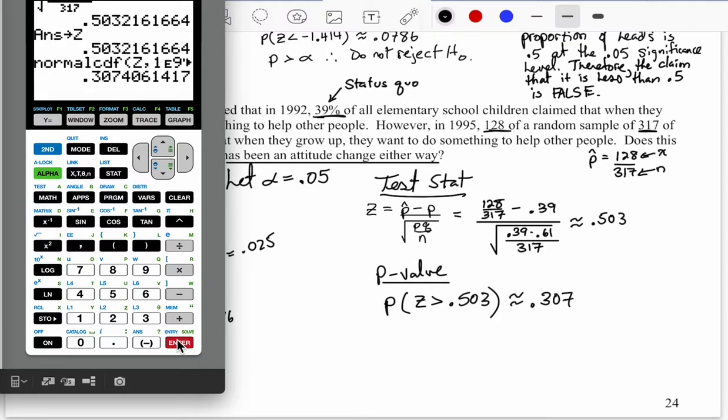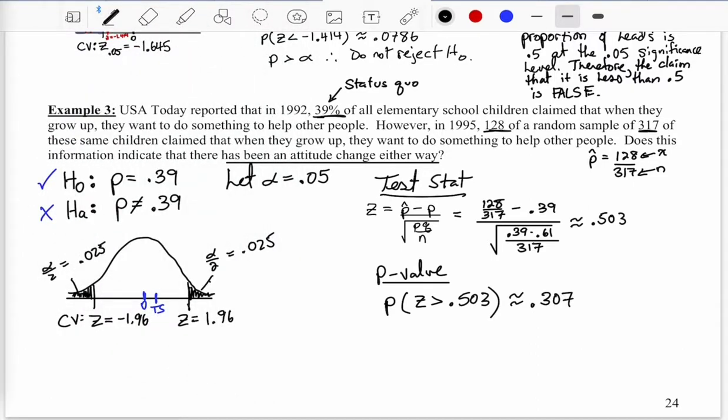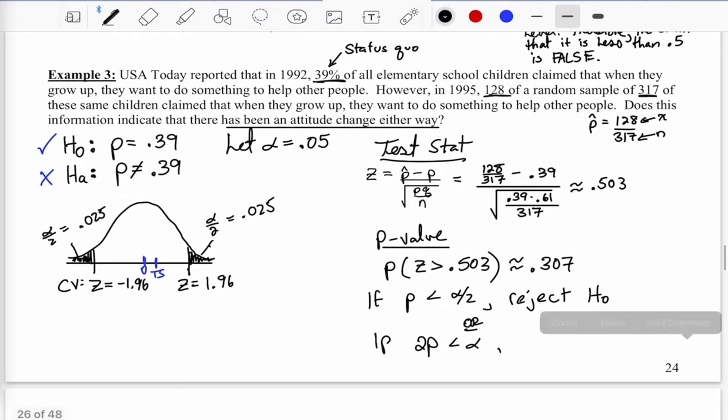All right, and again, because it's a split rejection area, you have two possibilities. If this p-value is less than alpha over 2, we would reject the null hypothesis. Or we could say if 2p is less than alpha, we could reject the null hypothesis. It's the same relationship, just one of them allows you to work with the pure alpha value.